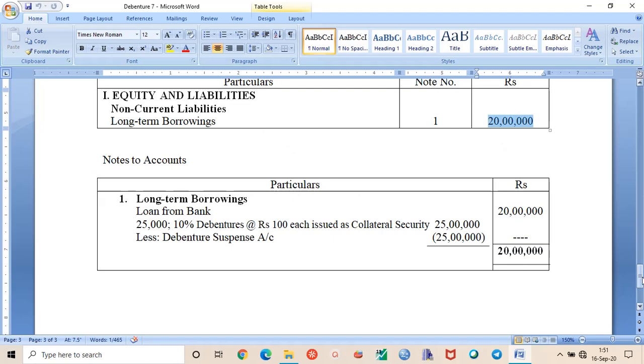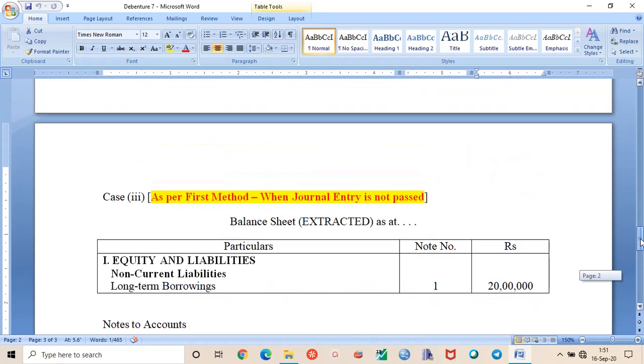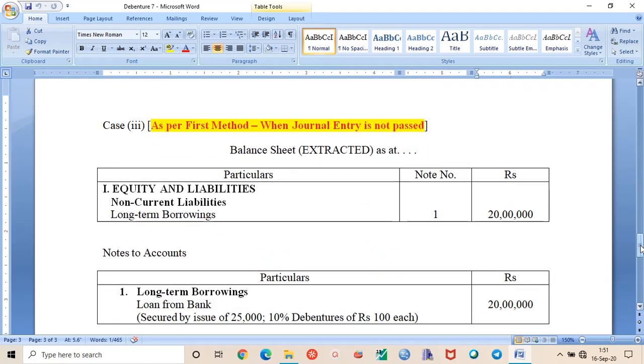So this is the balance sheet as per the second method, and this is the balance sheet as per the first method. So you are free to do whatever you want to do, or whatever you are comfortable with at the time of examination.